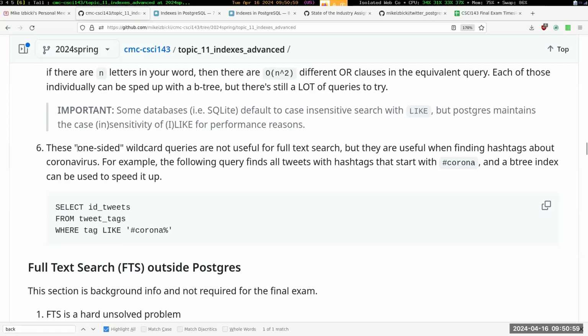So I guess the takeaway from all this is that this sort of one-sided wildcard query is not going to be super useful for full text search. There's no way with just a B tree to find a word anywhere in the middle of a query. You can only find it at the beginning or at the end. And in full text search, our motivation is how do we find words that are somehow in the middle of our text somewhere.